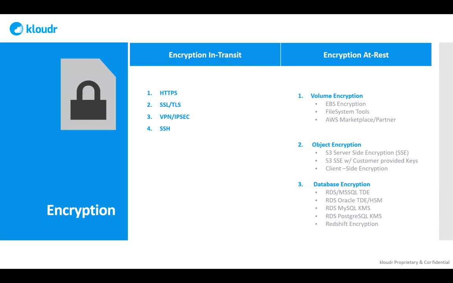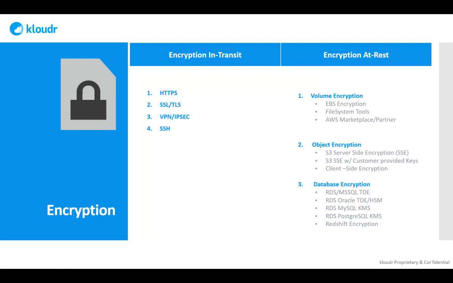So every service or resource provided by AWS will use HTTPS to access it, definitely using SSL and TLS protocols. You have SSH and RDP to access your servers. In addition, you can use a VPN service or the IPsec protocol in order to connect your on-prem network to the AWS network. Now we are going to move to the encryption at rest on the AWS side.